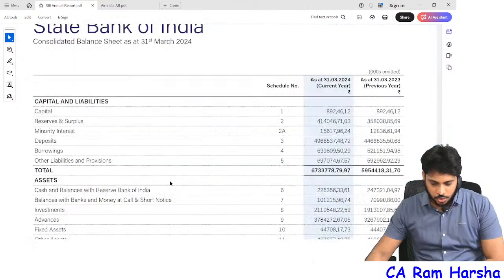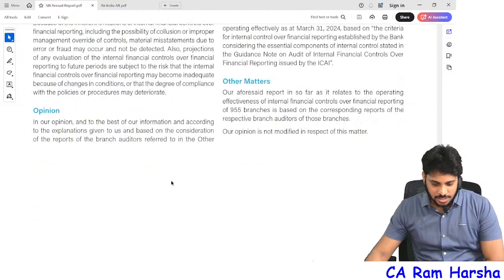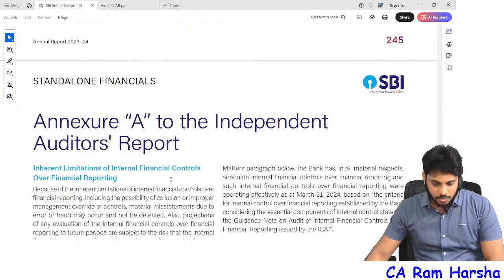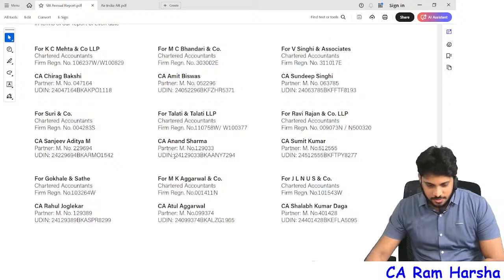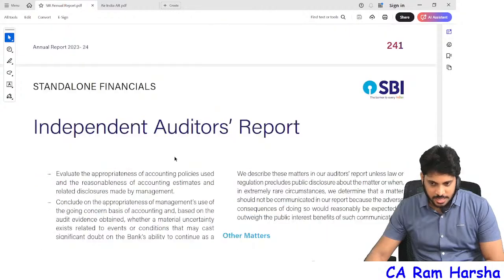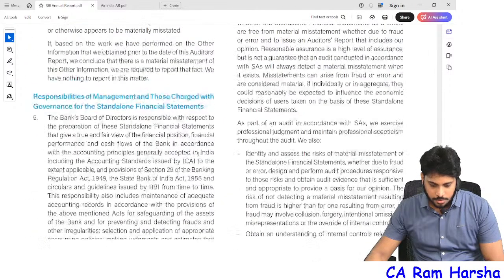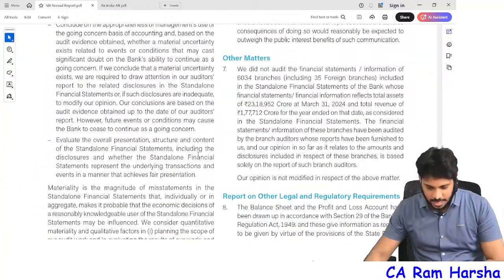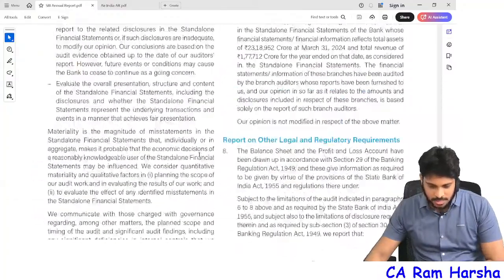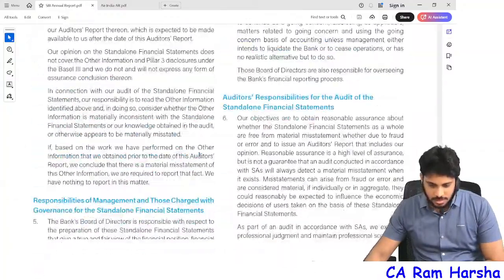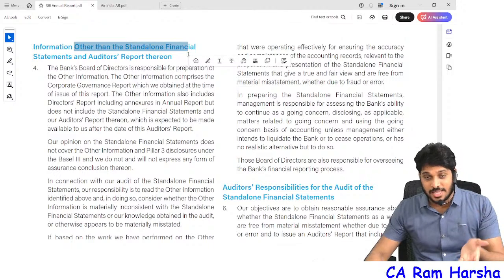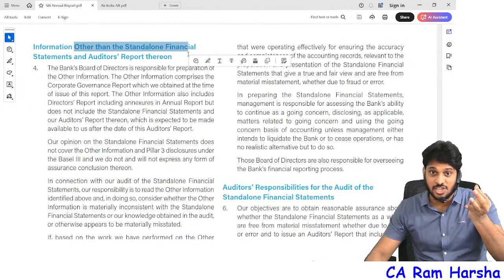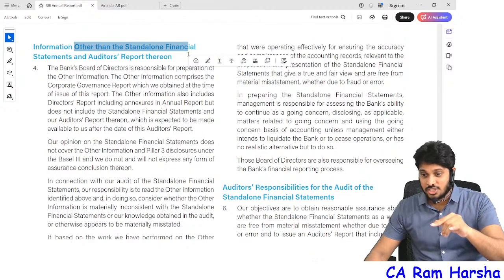For example, you go to the State Bank of India standalone financial statements. Here you see an other information paragraph will be there. Now, this is actually the IFC report. Yes, below that, where is other information? Responsibilities of the auditor. Information other than financials and the audit report is called other information, which may be financial or non-financial.